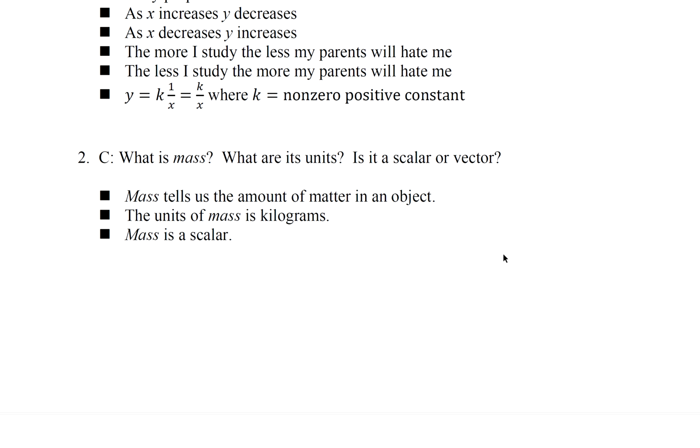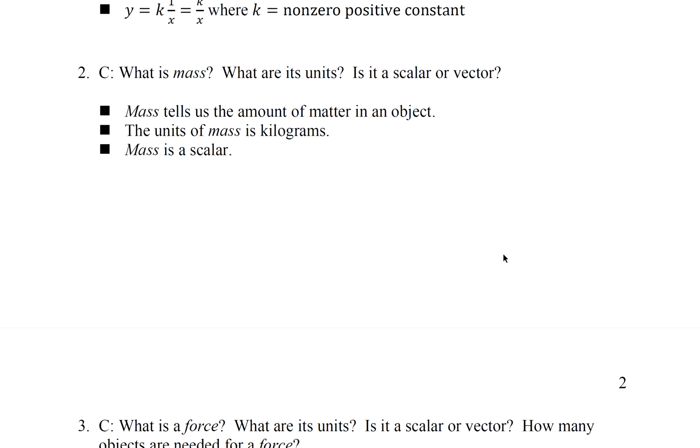Question 2, what is mass? What are its units? Is it a scalar or a vector? Mass tells us the amount of matter in an object. Mass has units of kilograms, and it's a scalar. There's no direction for mass.